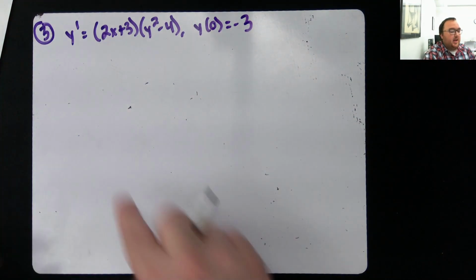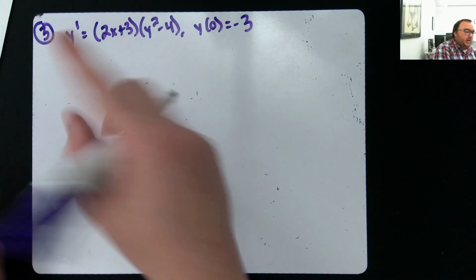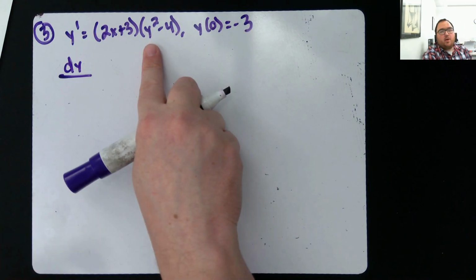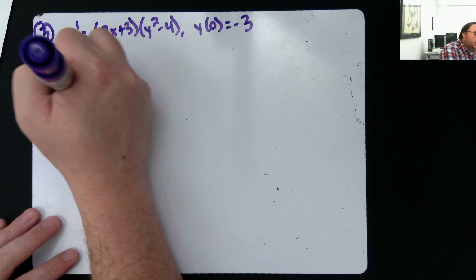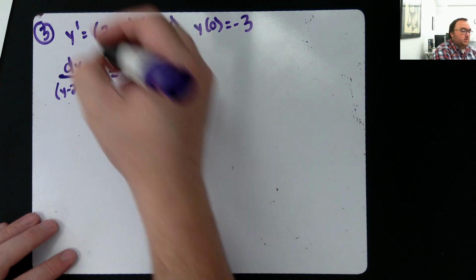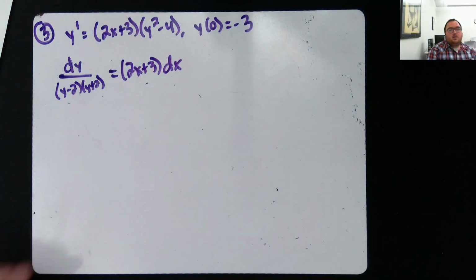Okay, so the same thing. I have a function of x times a function of y. So I can bring my y's over here: dy over y squared minus 4. Remember, that's like saying y minus 2 times y plus 2. I could factor it. Equals 2x plus 3 dx.